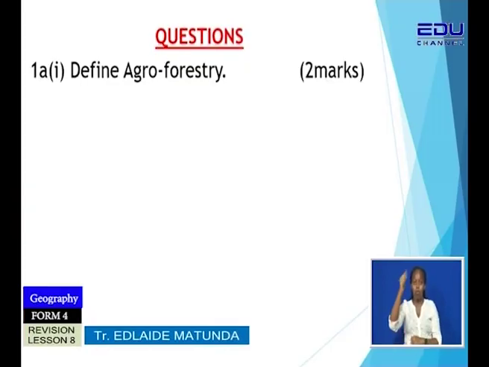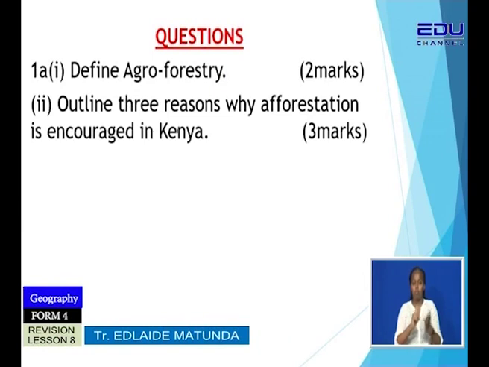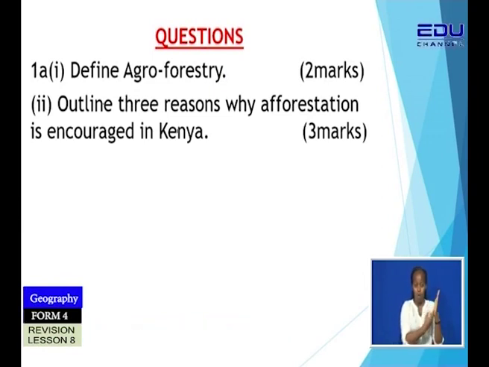So we have the following questions. The first one is define agroforestry, which gives us 2 marks. The second one is outline 3 reasons why afforestation is encouraged in Kenya, and that should give us 3 marks.